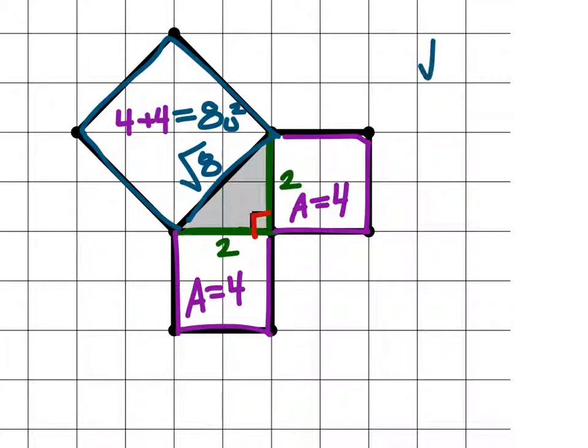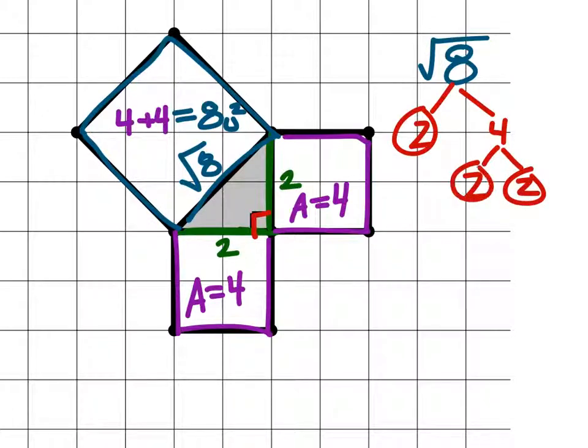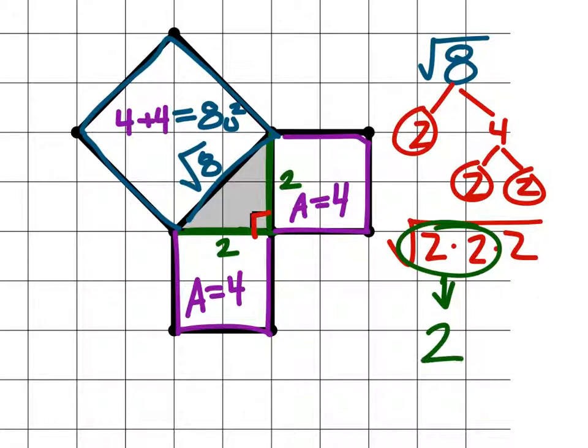Some of you guys have been retaking the standards on these. If we split this up, we get 2 and 4, and then 2 and 2, which means it's really the square root of 2 times 2 times 2. And there's a pair of 2's, which is going to come out of the square root, and we have this other square root of 2. So it's really not the square root of 8. It would be 2 times the square root of 2. That would be the side length of this, which is specifically a hypotenuse.